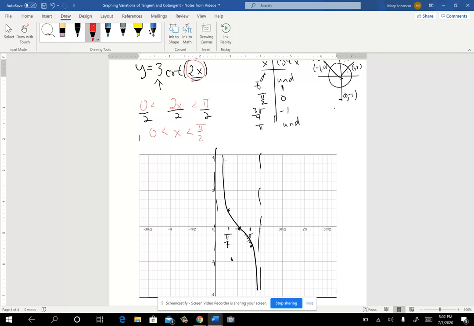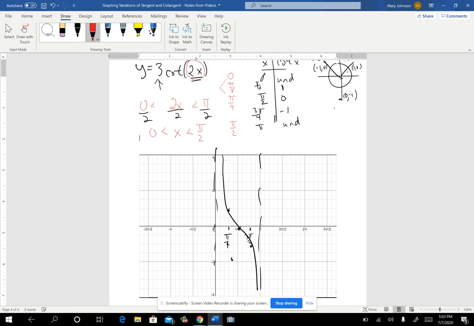So everything's just going to be squished horizontally. Okay, so the same 5 points, the same concept, but we're going to have 0 and pi over 2 here. And then halfway in between those two would be pi over 4. And then you'd have to think about halfway in between those two. That would be pi over 4 divided by 2, that would be pi over 8.